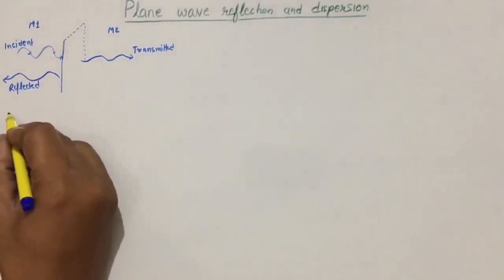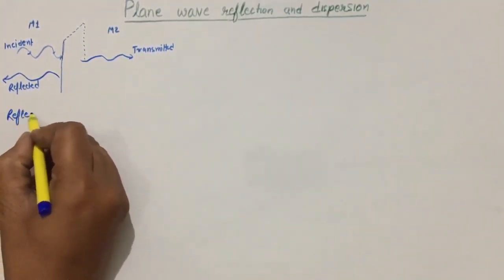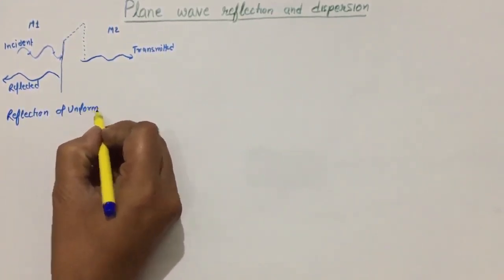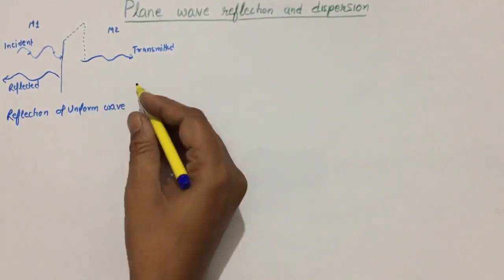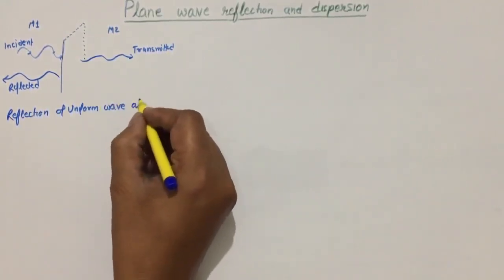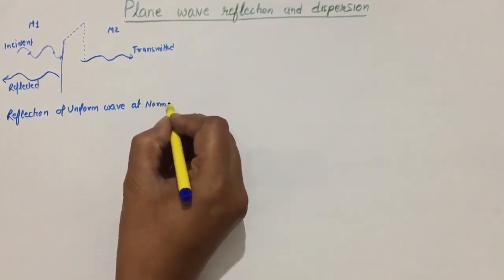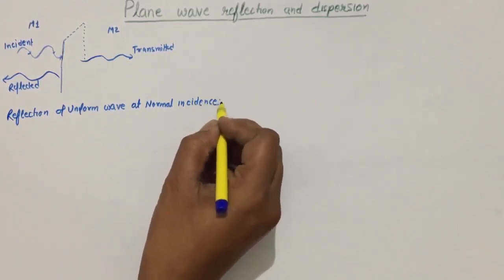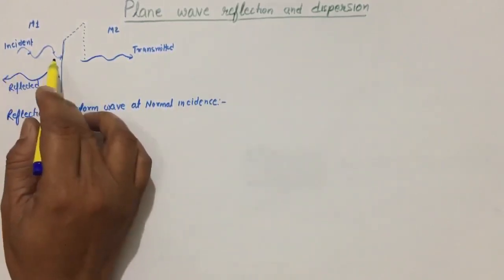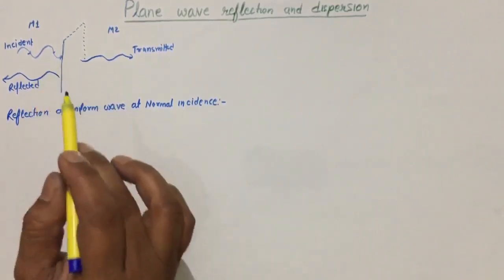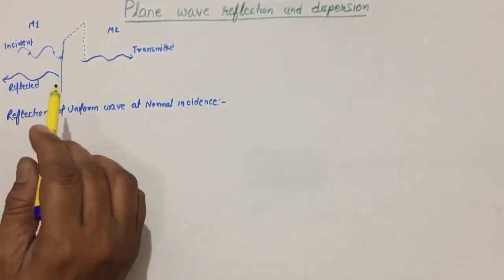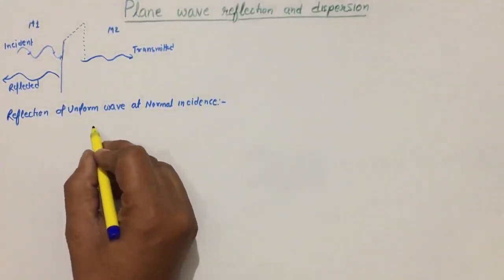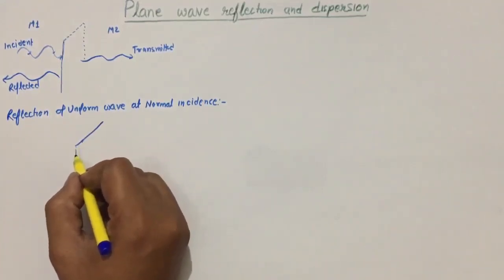Let us start the reflection of a uniform wave, means plane wave, at normal incidence. When waves come to the boundary at normal position, that is perpendicular to the boundary surface. So for that purpose, let us consider the boundary.